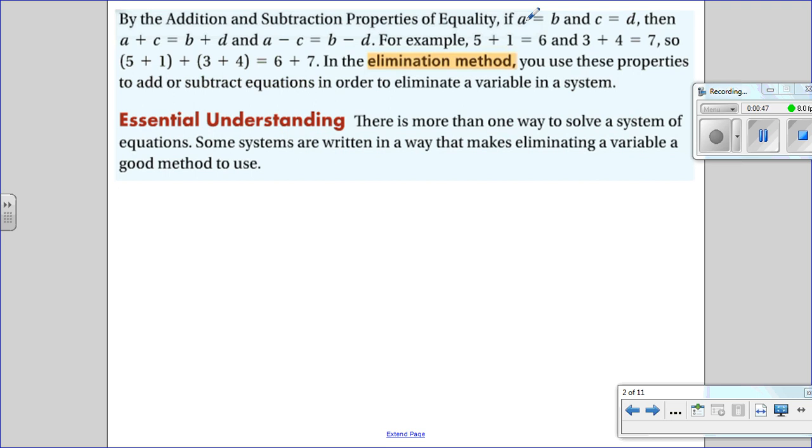So what we're saying here is if A and B are the same, and C and D are the same, adding them up should give you the same answer, right? Or subtracting them should give you the same answer. And here's a pretty good way of showing that. If 5 plus 1 equals 6 and 3 plus 4 equals 7, 5 plus 1 plus 3 plus 4 should be the same as replacing 5 plus 1 with 6 and 3 plus 4 with 7. It should give you the same answer. Okay?